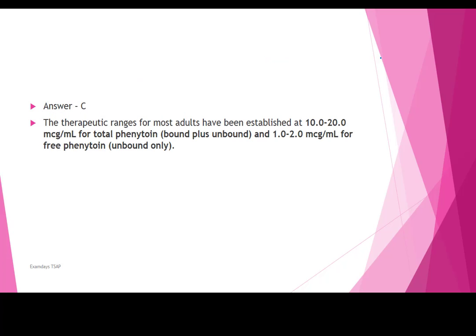This is the therapeutic range for most adults, between 10 to 20 mcg/ml for the total phenytoin, which is bound plus unbound, and 1.0 to 2.0 mcg/ml for the free phenytoin, which is unbound only.